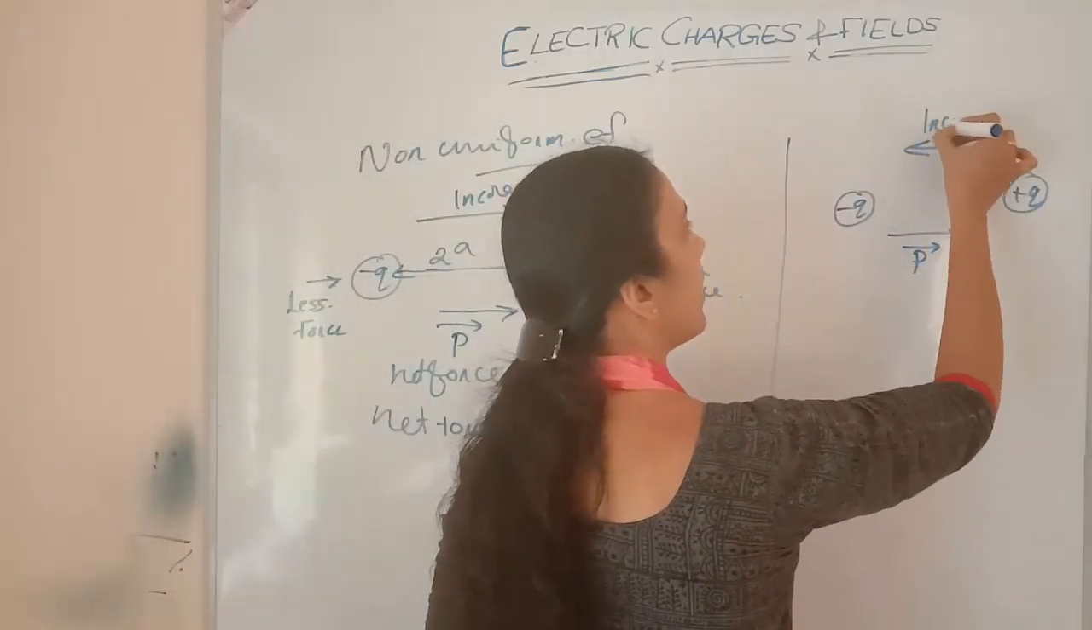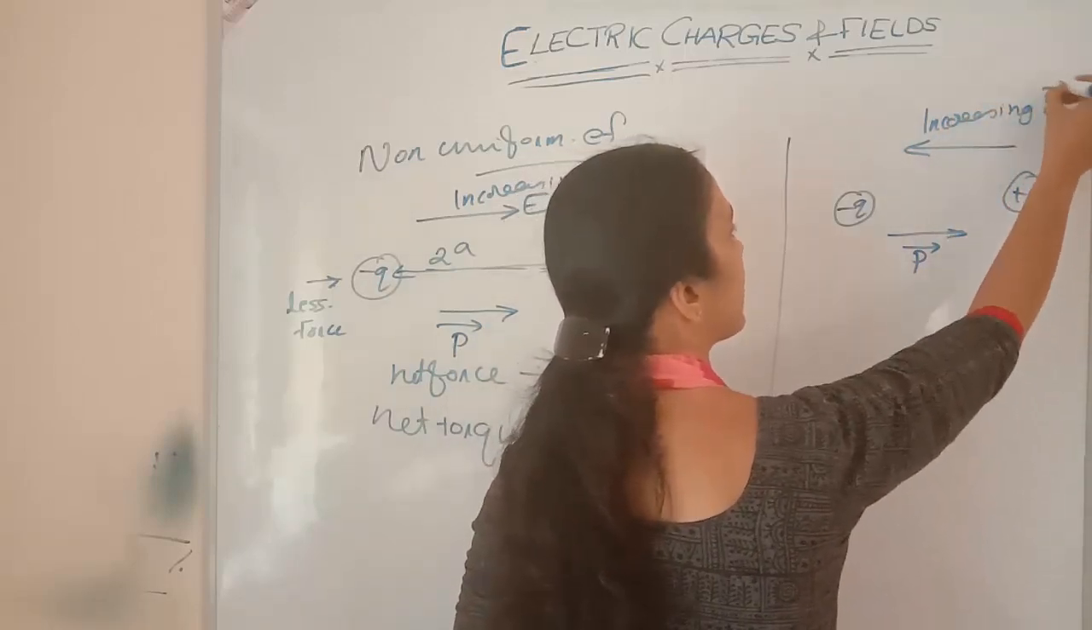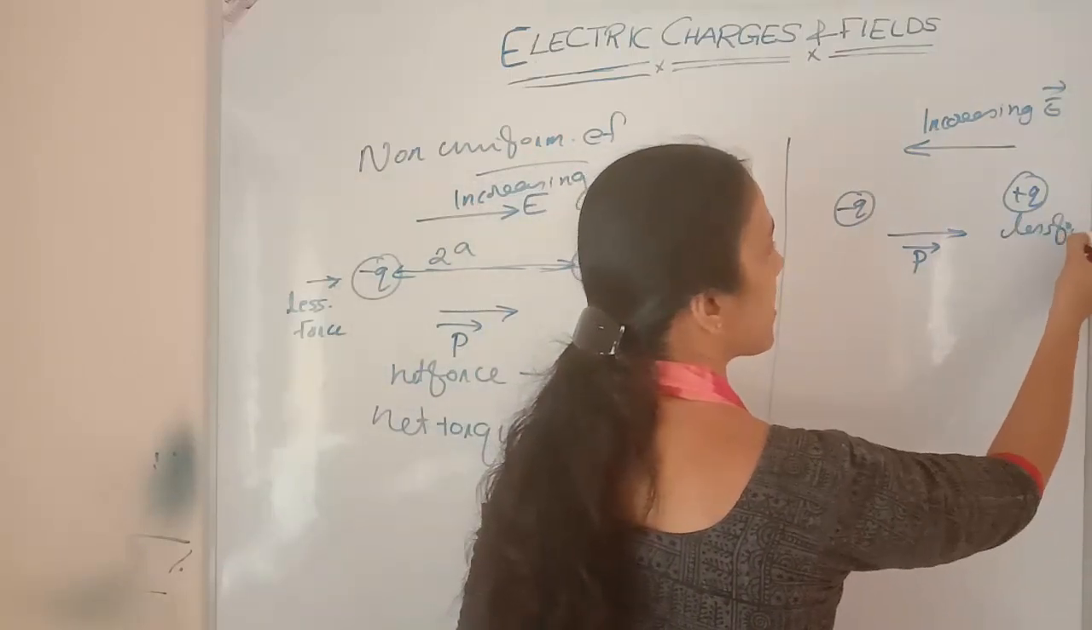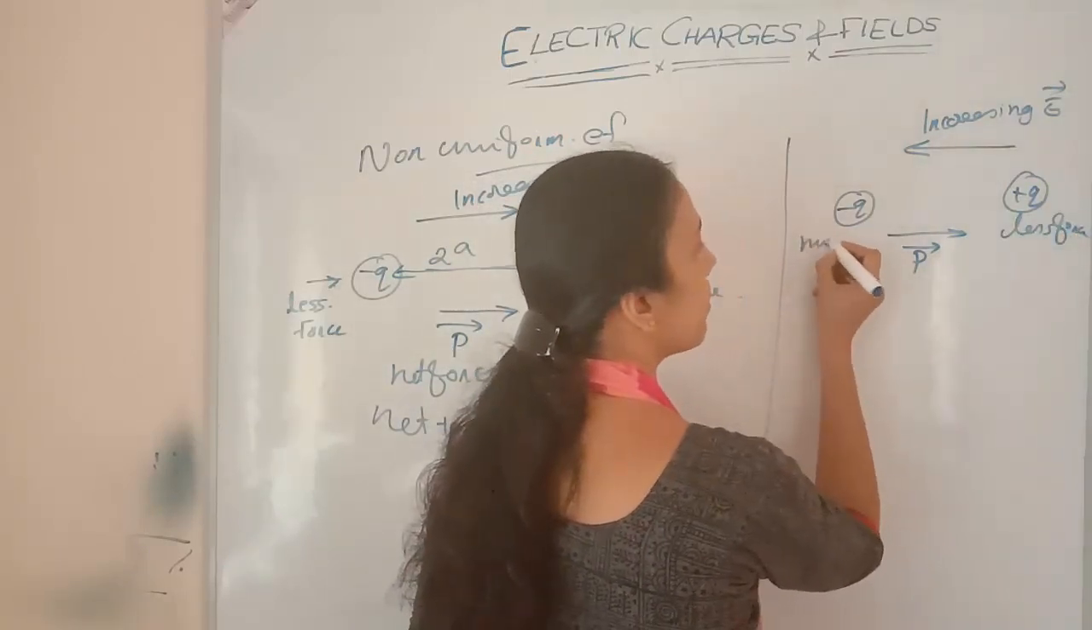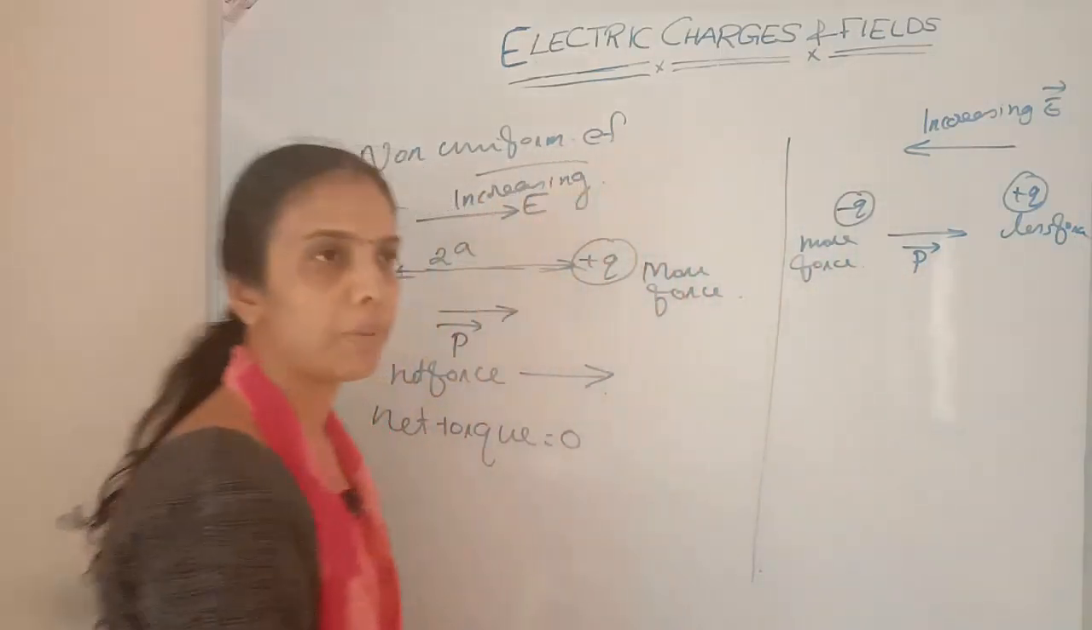This is the increasing electric field. Increasing electric field is in this direction. So here less force is acting, here more force will be acting. F is equal to QE. More force will be acting.